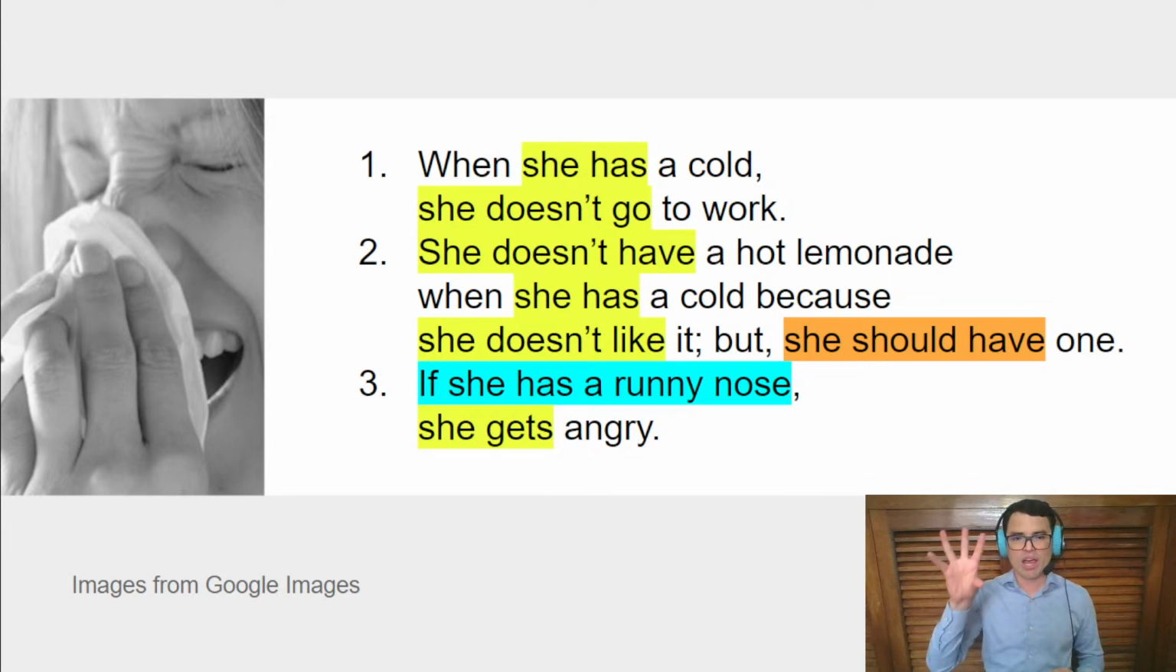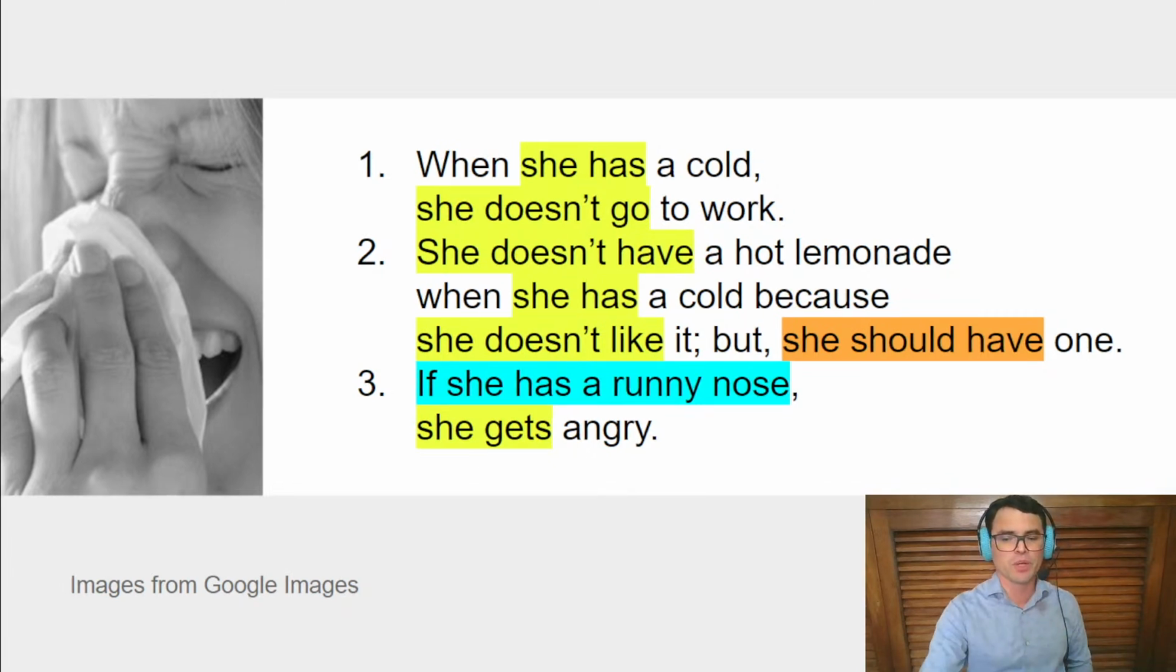In the condition, you have if, the conditional, then you have she, the subject, and you have has, the verb. If she has a runny nose, she gets angry, right? In the fact in yellow, you have she, the subject, and gets, the verb.